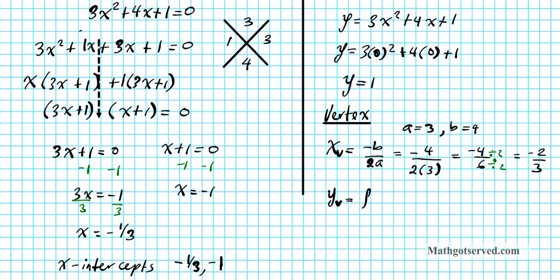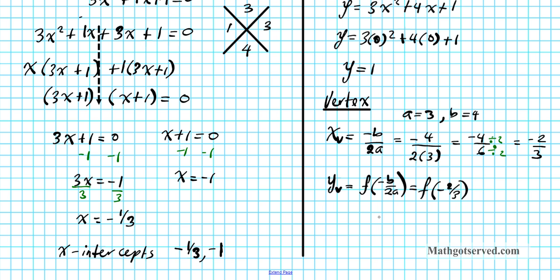That's going to be evaluated by looking for f of negative b over 2a. Now, what on earth does f of negative b over 2a mean? Well, that simply means what's the output when you input negative b over 2a into the original function. We already know what negative b over 2a is, which is negative 2 thirds. So we're looking for f of negative 2 over 3. Let's evaluate this by plugging in negative 2 over 3 into the original function.